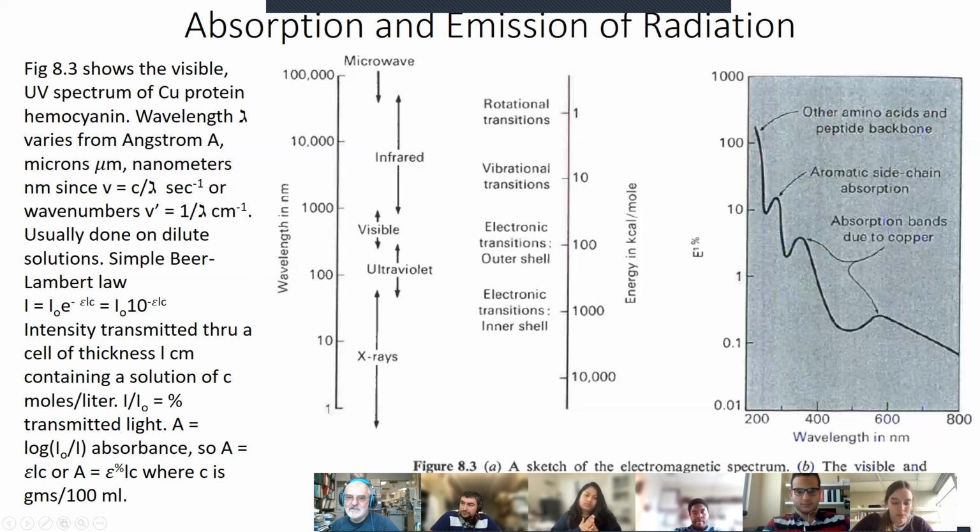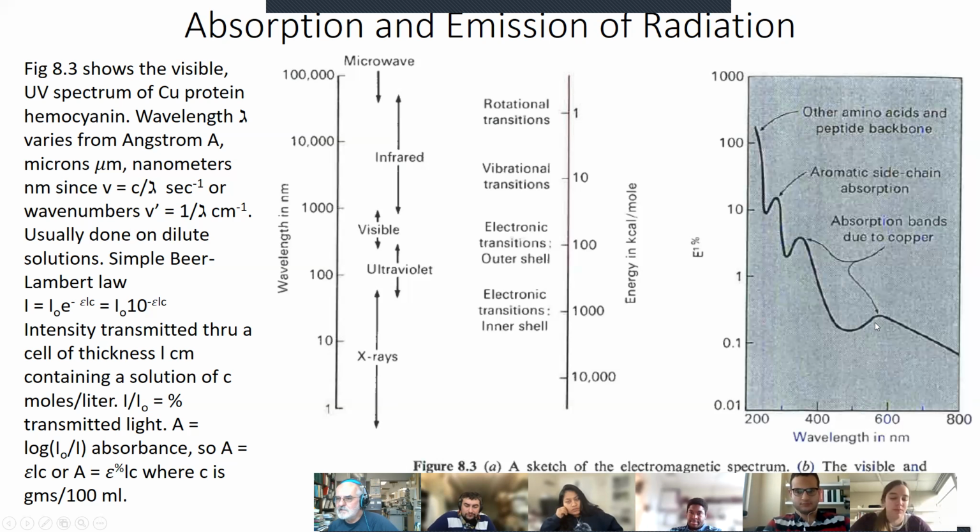On the right is an example of a copper protein called hemocyanin. And it's showing you what the extinction is. So this is basically, assume you have a 1% solution, 1 gram per 100 mils. And these are the various wavelengths. So it's showing what the extinction would be for various wavelengths for this copper protein.